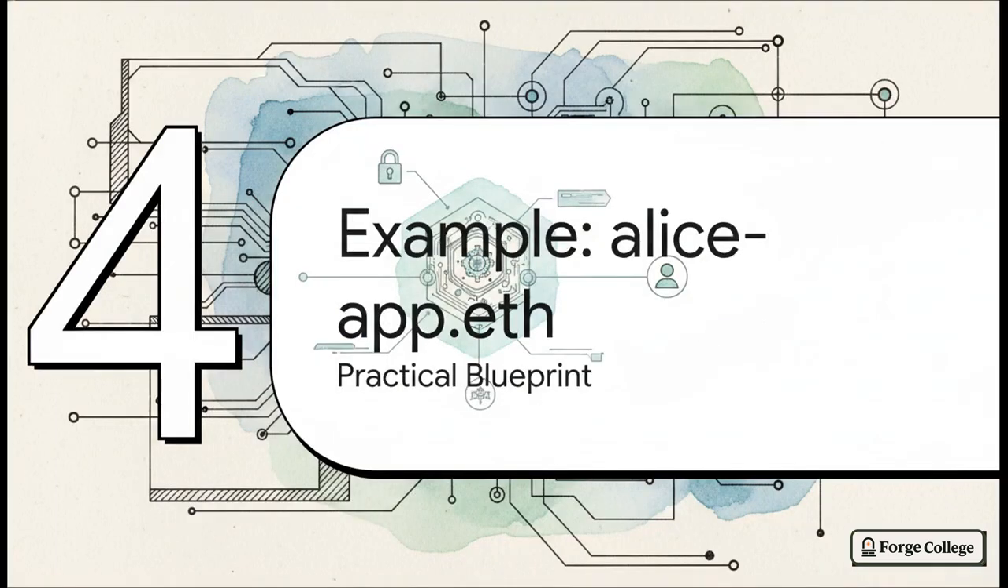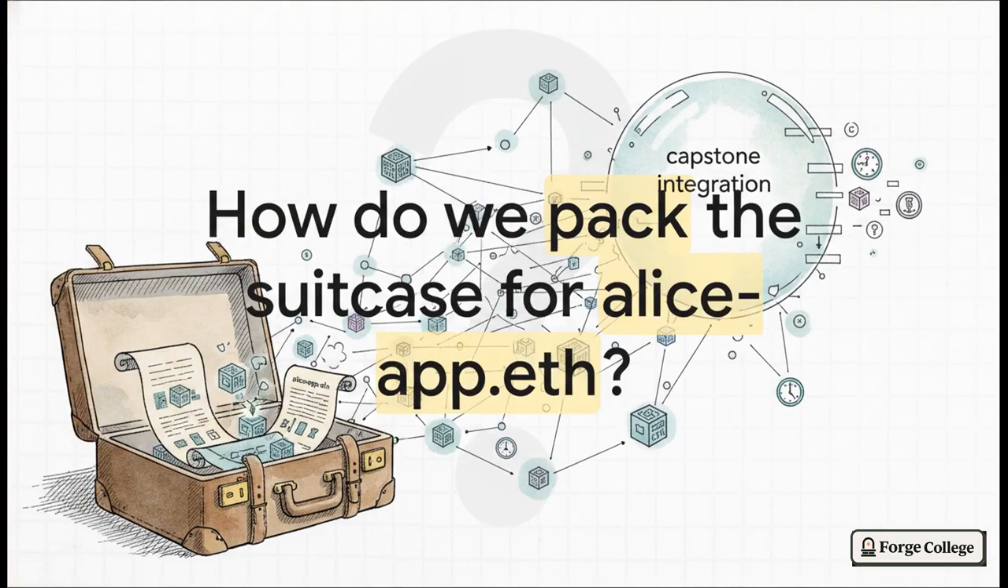All right, Section 4. Let's look at a practical example. Packing Alice's ENS. To see this in action, imagine your application uses the ENS name aliceapp.eth for an IPFS-hosted profile. It's basically a decentralized website. Now, how do we ensure this specific identity artifact survives the Capstone integration without causing hours of delay or throwing unexpected errors? Let's pack its suitcase.